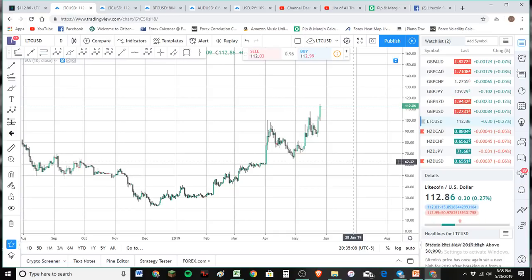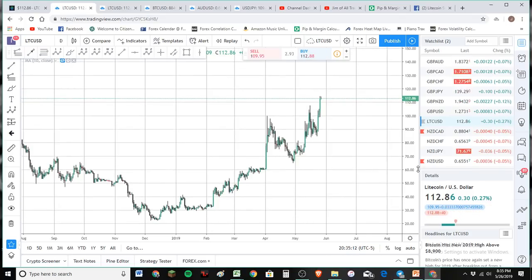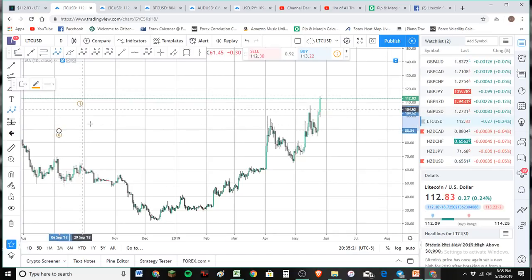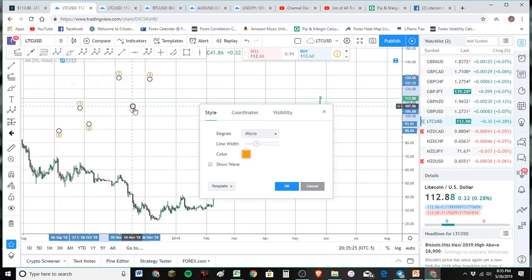All right, now we're back into the chart. Litecoin. What we're going to start doing is taking all the principles we've been learning up to this point and applying them to this chart. Remember, a basic Elliott Wave pattern looks like this. We've got a 1, 2, 3, 4, 5. You can't really see it because the wave is turned off. Let me go ahead and turn the wave on. There we go.